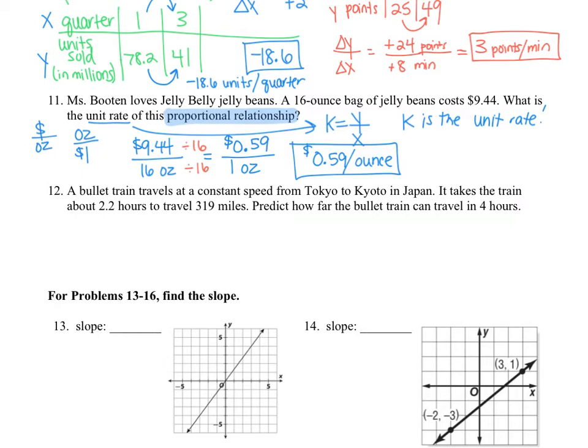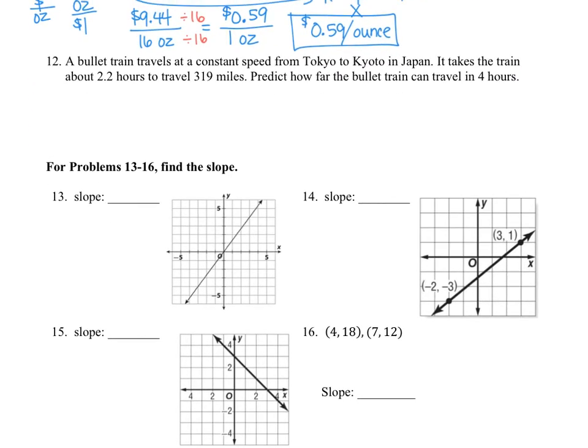Okay, moving on. A bullet train travels at a constant speed from Tokyo to Kyoto in Japan. It takes the train about 2.2 hours to travel 319 miles. Predict how far the bullet train can travel in 4 hours. Okay, so this is a little different. This is an application problem. We are talking about the speed of a train.